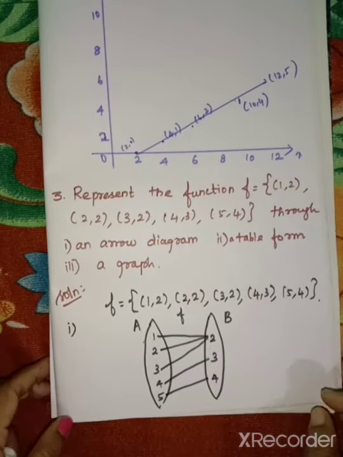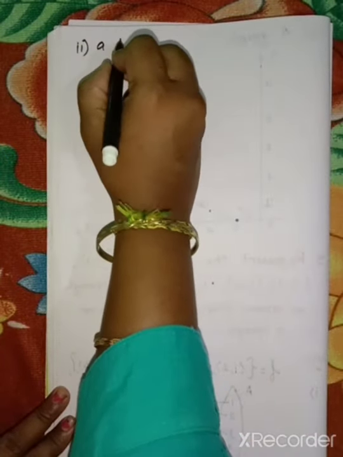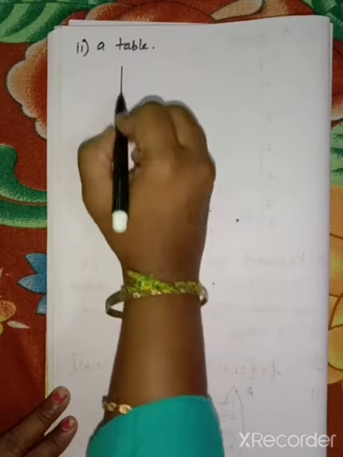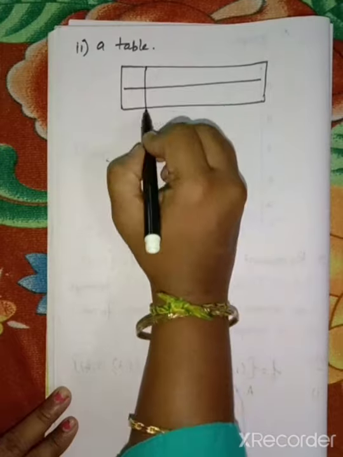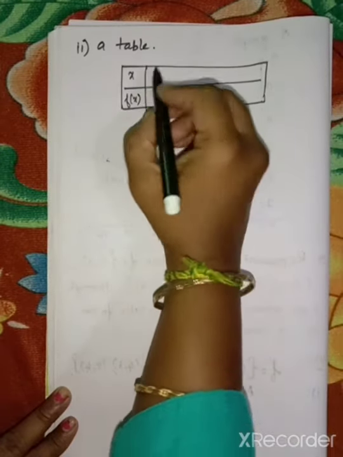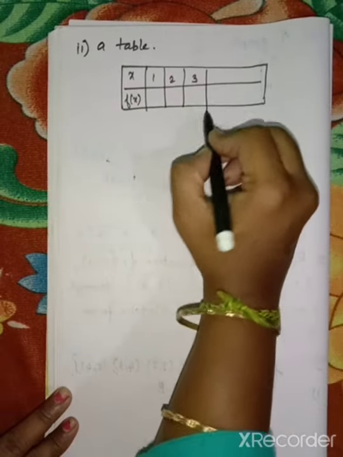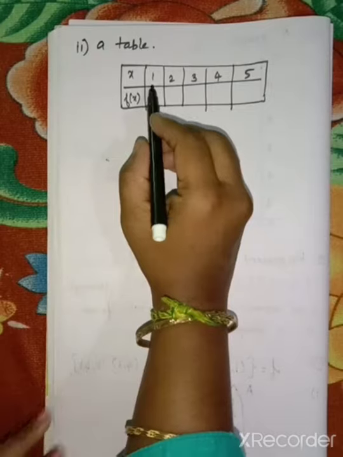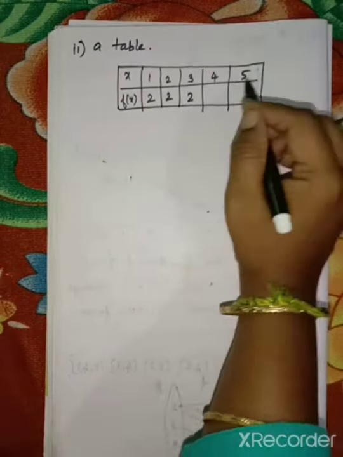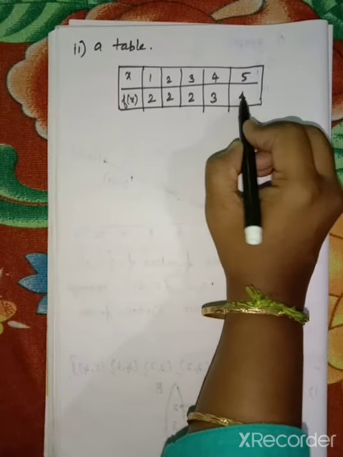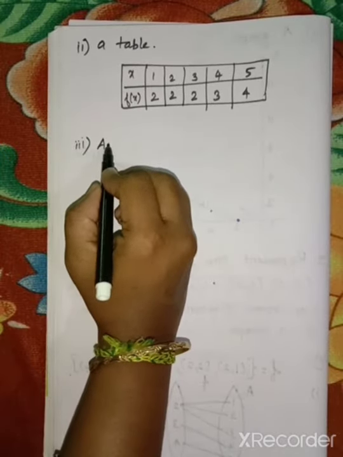Then the second one is the table form. So the second one is a table: x, f of x. For x, that is the A set, 1, 2, 3, 4, 5. For 1, the ordered pairs are (1, 2), (2, 2), (3, 2), (4, 3), (5, 4). Then the last one is the graph.